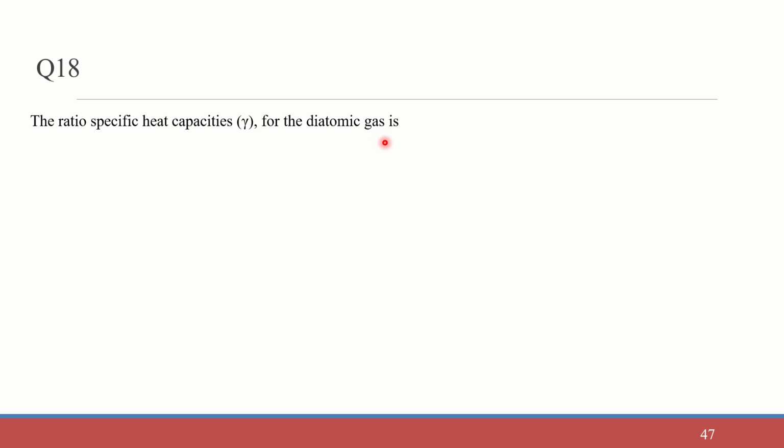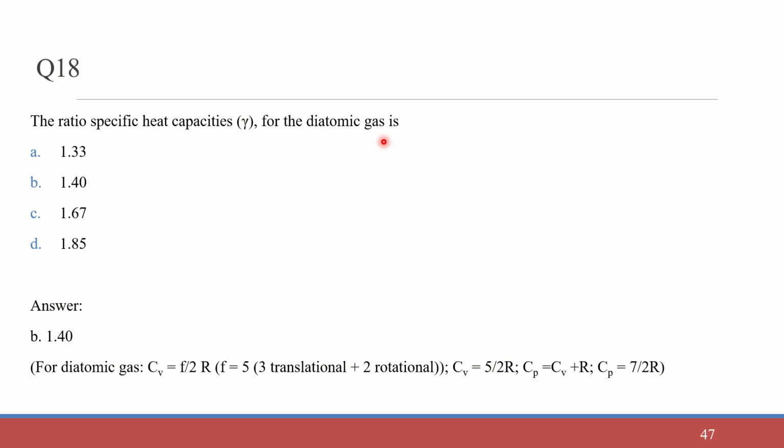But for a diatomic gas, what is the case? Option A 1.33, option B 1.4, option C 1.67, option D 1.85. I think 1.4. Option B, 1.40, is the right answer. We'll see how it is 1.4. For a diatomic gas, F is equal to 5. That is, we have 3 translational degrees of freedom and 2 rotational degrees of freedom.